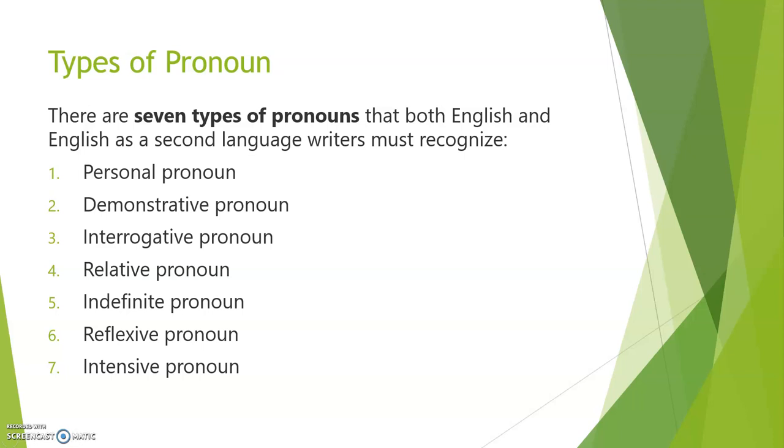There are 7 types of pronouns in English, and they are personal pronoun, demonstrative pronoun, interrogative pronoun, relative pronoun, indefinite pronoun, reflexive pronoun, and intensive pronoun.